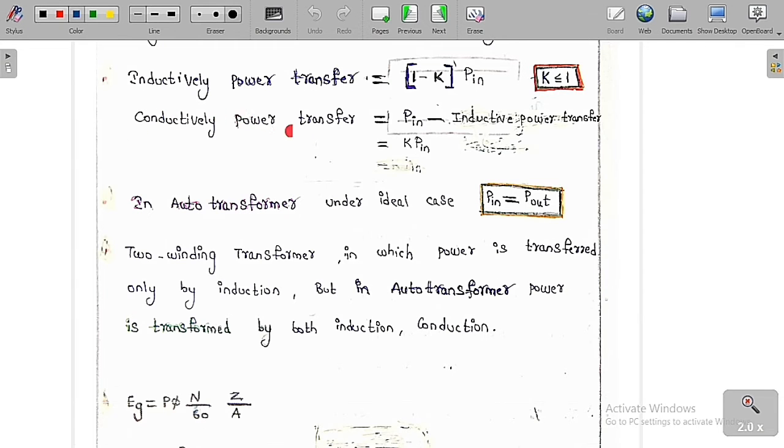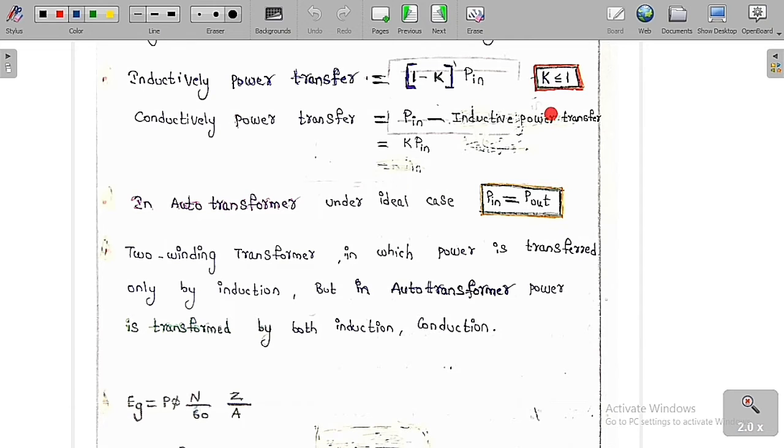So inductive power transfer is equal to, I have already told you this important formula, 1 minus K into PIN, or you can say input power. So the amount of inductive power transfer is equal to 1 minus K into PIN. K is always less than or equal to 1. K is called the ratio of the low voltage of the auto transformer by the high voltage of the auto transformer.